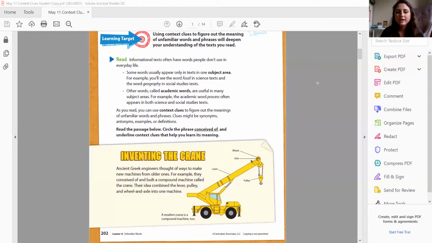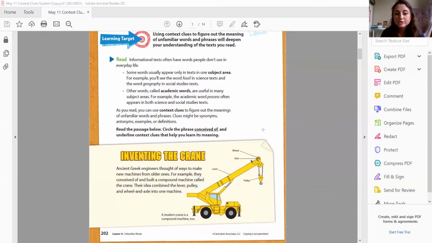So let's go ahead and read this together and see if we can figure out what conceived of means in this context. So it says inventing the crane. Before we start reading, we can also see that there's an image there of a crane, right? That might also help us understand what conceived of means. Let's read this together.